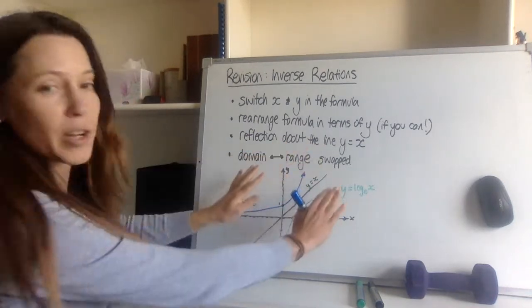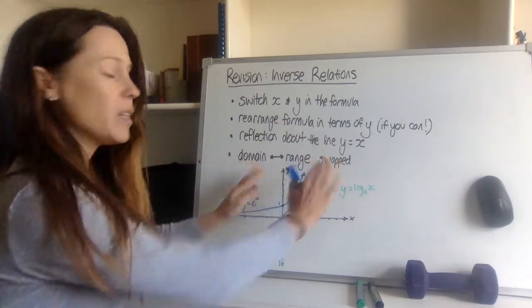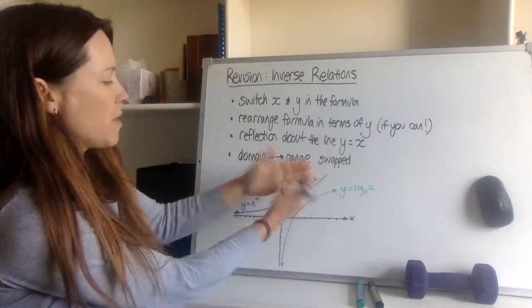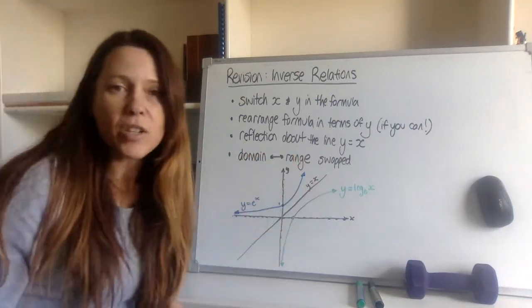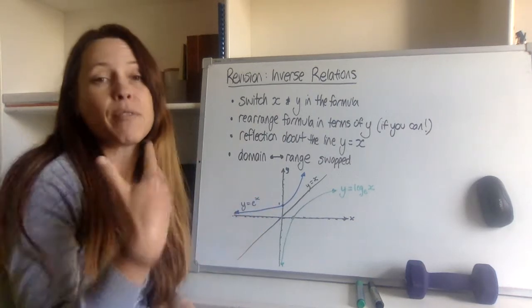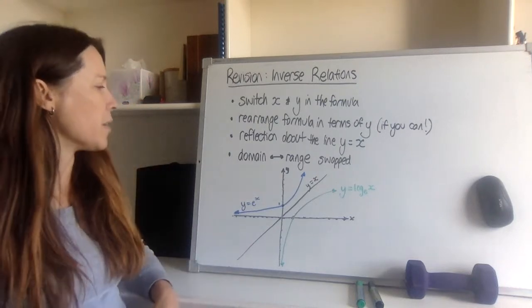It can be useful to turn your paper on the side so that you've got this line actually vertical, and then you can basically make it like a butterfly painting, making things the same on both sides. So potentially you should be able to sketch an inverse relation from an original, even if you don't know the formula for it, just by using those art skills. So that's handy to know.